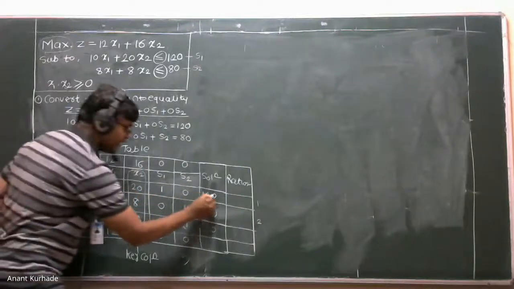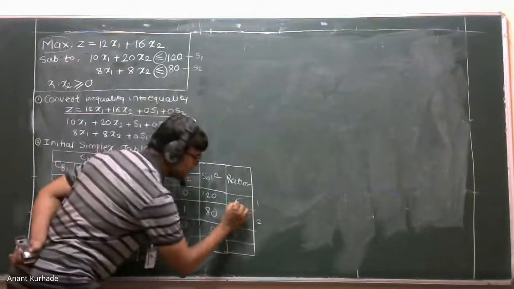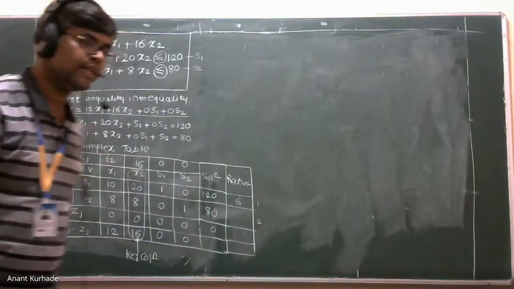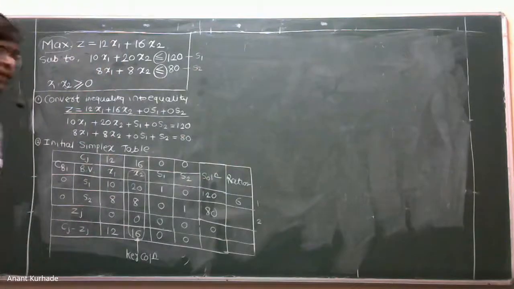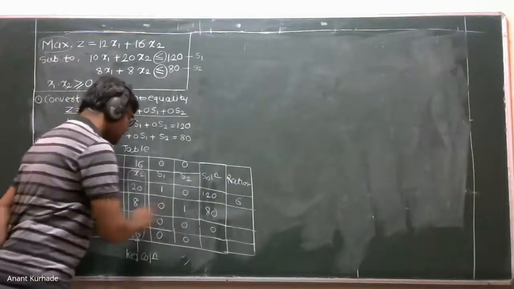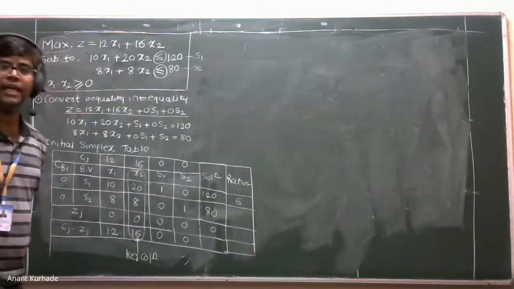So 120 divided by 20 is 6. All of you understand this? Yes, are you getting? Now second, tell me here what was the value? 80 divided by 8, 80 upon 8.